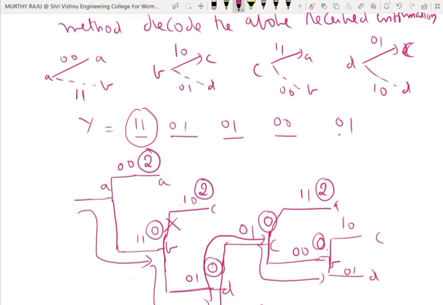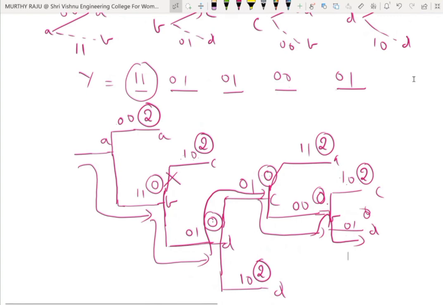The last received code word of length n bits is 0 1. This 0 1 is compared with 1 0 and 0 1. Here 0 is changed to 1, 1 is changed to 0. Therefore, the disagreement count or Hamming distance between these two is 2. 2 plus 0 is 2. Here 0 1 and 0 1 both coincide with each other. The Hamming distance is 0, and 0 plus 0 is 0. Therefore, the decoder follows this path. Finally, along this path, this is the maximum likelihood path.